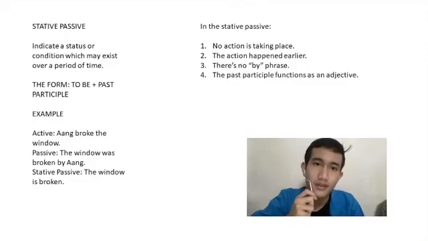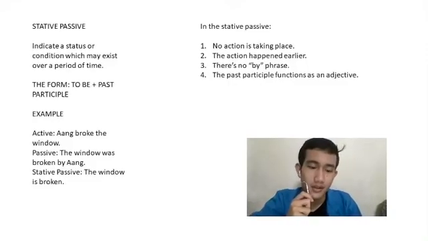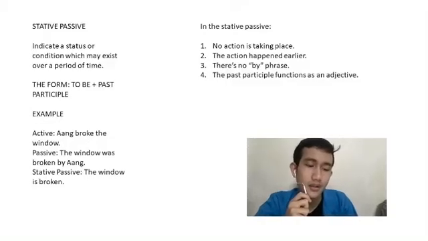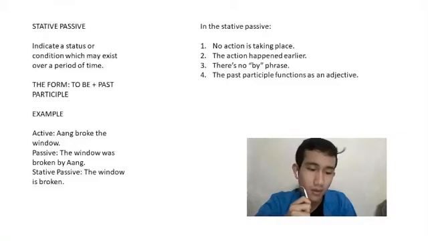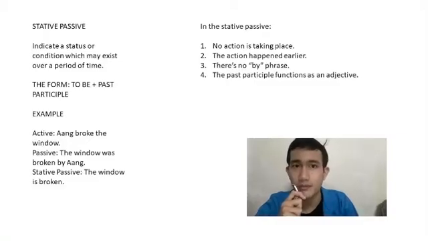And the second and last thing is stative passive. So what is stative passive and how to use stative passive? Stative passive indicates a status or condition which may exist over a period of time.